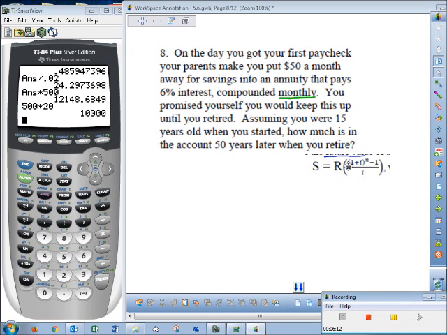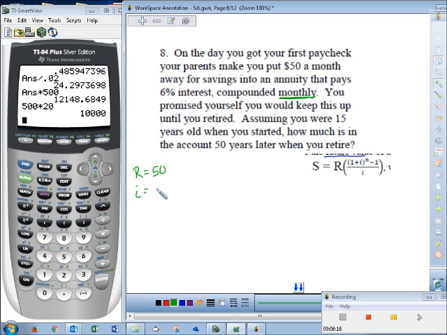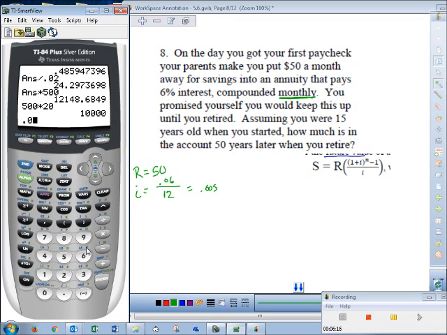So again, I just went and grabbed that formula real quick, but we know we're doing $50 a month, right? So R is 50. I is the interest per period, so it's definitely that 6%, whatever they tell you, and then you've got to divide it by the number of periods, which is monthly, so that's 12, and you divide that out, and that is 0.005. Let's double check that real quick before we go too far. And yes, that is right.